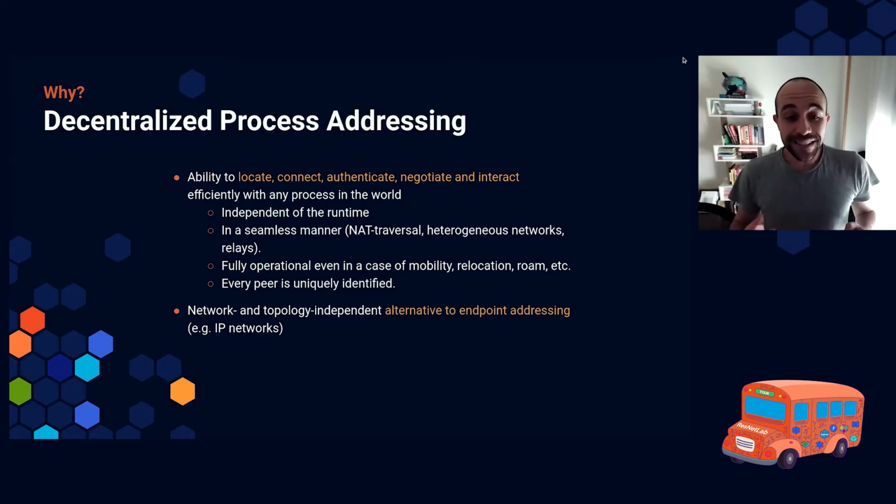So in the end, with this decentralized process addressing, what we have is a network and topology independent alternative to endpoint addressing. So the same way that we can access different services and protocols using the IP network, we will be able to do so with this decentralized process addressing in libp2p, but with additional features. Because in IP networks, if the service changes location, we need to use another endpoint to interact with it. And this is not going to be the case with libp2p's decentralized process addressing.